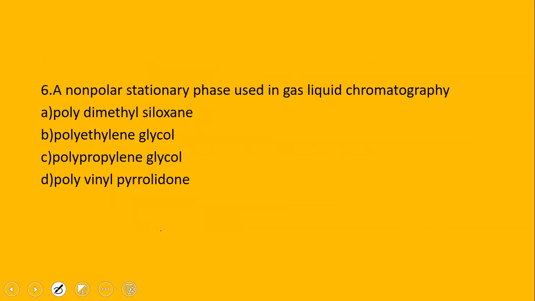Moving to the next question. A non-polar stationary phase used in gas liquid chromatography. Option A, polydimethyl siloxane. Option B, polyethylene glycol. Option C, polypropylene glycol. Option D, polyvinyl pyrrolidine. The correct answer is option A. Polydimethyl siloxane is a non-polar stationary phase used in gas liquid chromatography.